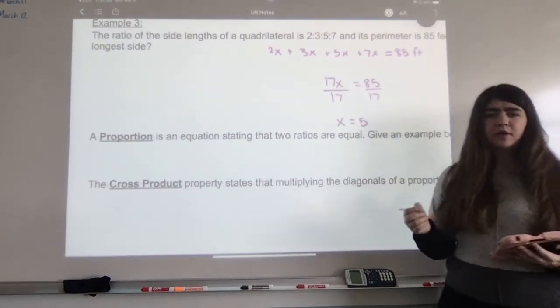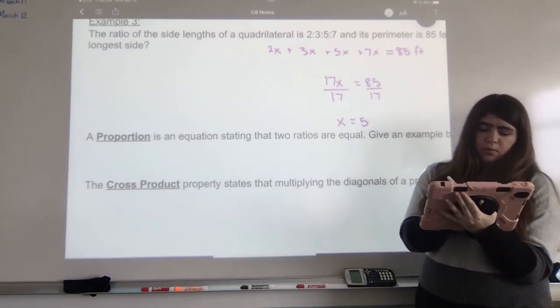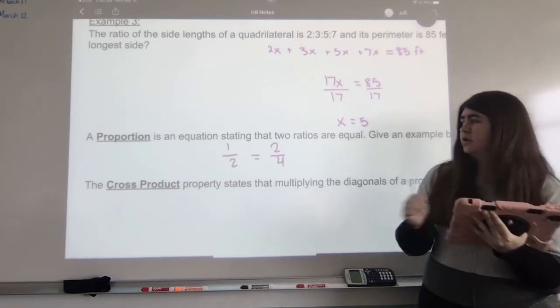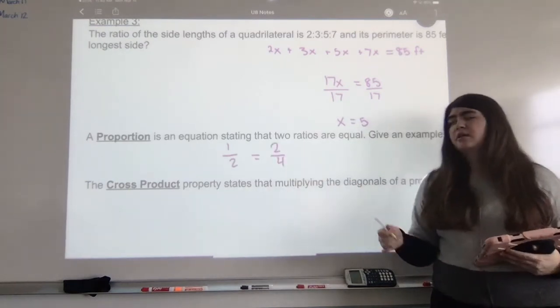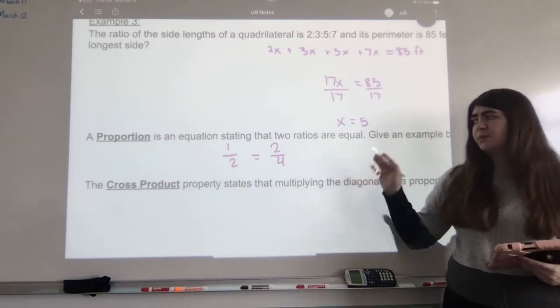So an example of a proportion would be something like 1 to 2 is equal to 2 to 4. 1/2 is equal to 2/4 as fractions. 1 to 2 is equal to 2 to 4. That would be a proportion.